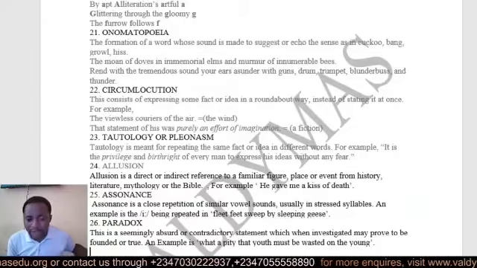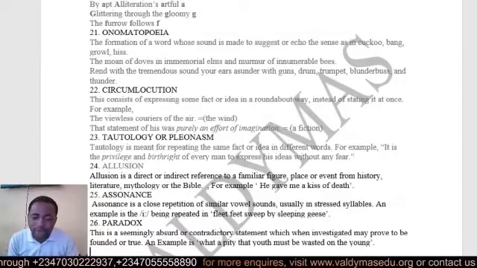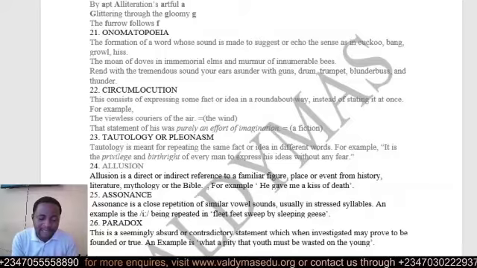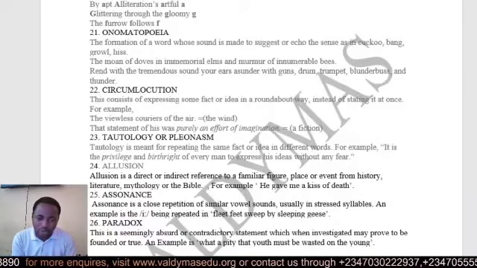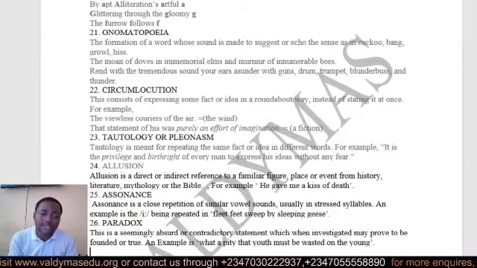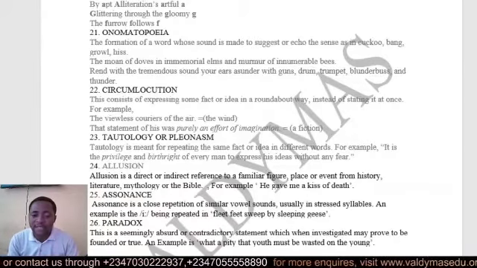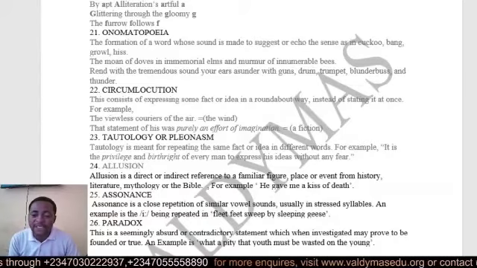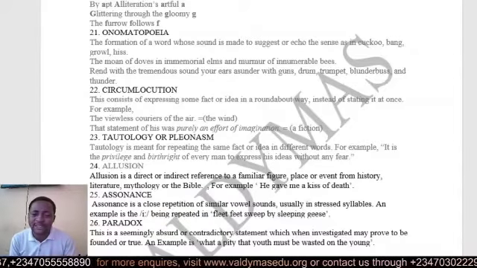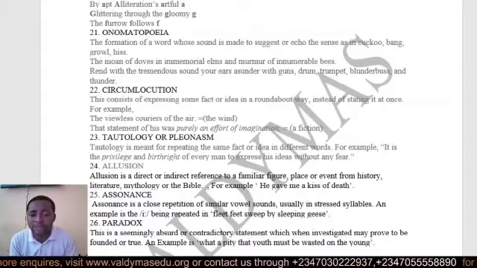Then we have the paradox. When we talk about the paradox, it's a seemingly absurd or contradictory statement which, when investigated, may prove to be true. That means a self-contradictory statement that seems untrue, but on close examination is actually true. For instance, what a pity that youth must be wasted on the young. It looks contradictory. How can youth be wasted on the young? But if we take a good look at it, it is actually possible.